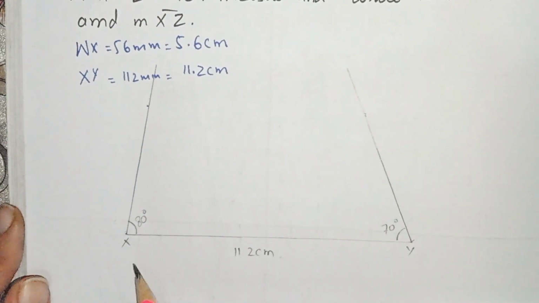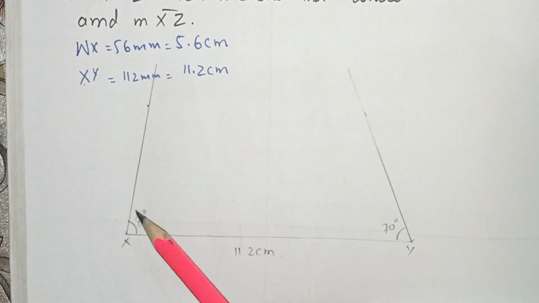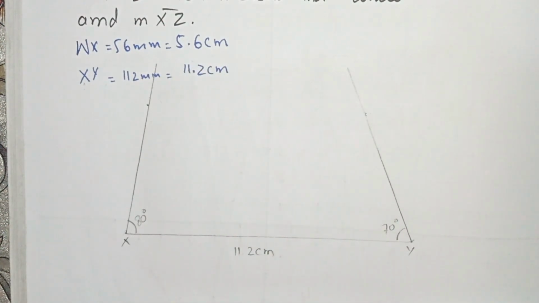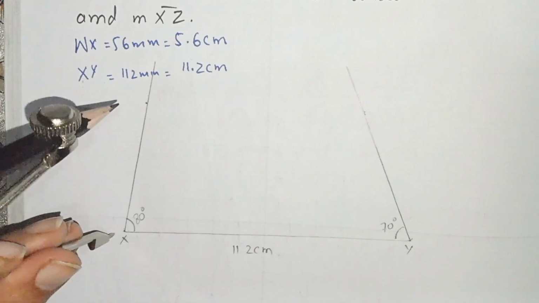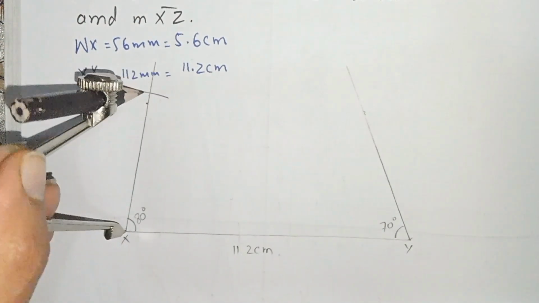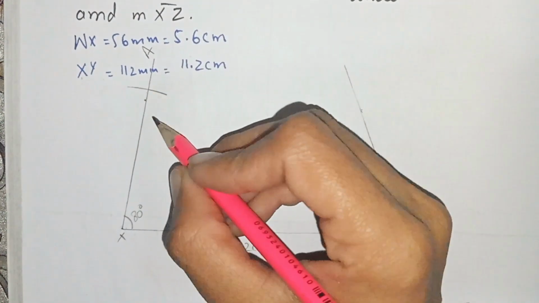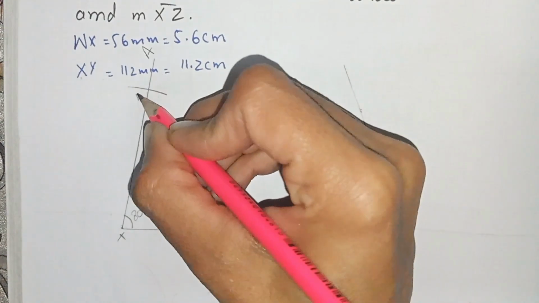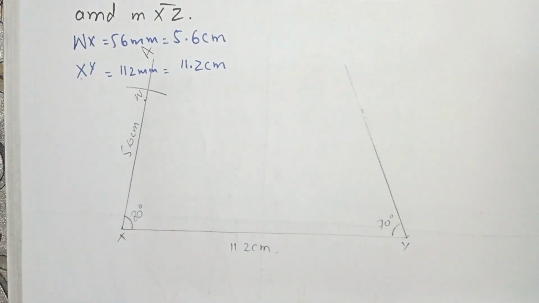Now the WX is given to us. Yes, students, W and X is given to us 5.6. Now we open the compass 5.6. Now, students, this is a compass. We have to open it 5.6, and it bisects the line, giving that line a name XA, and it cuts it at point W, and this line is equal to 5.6 centimeter.